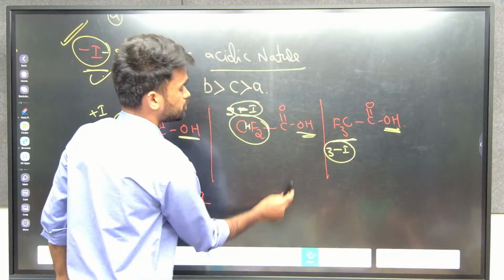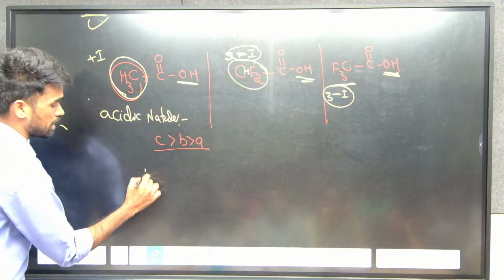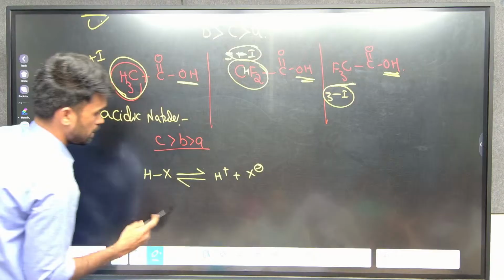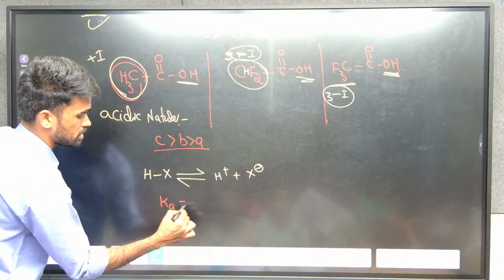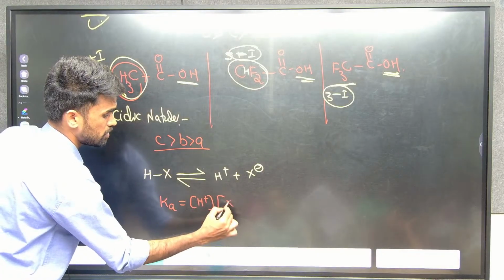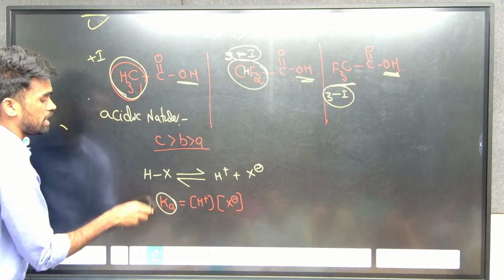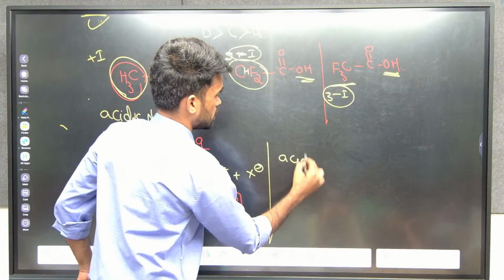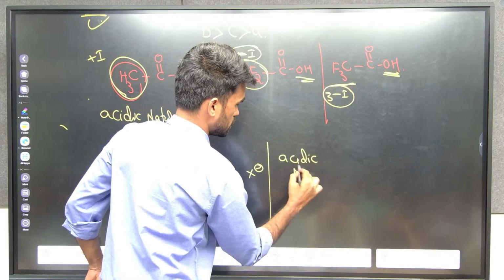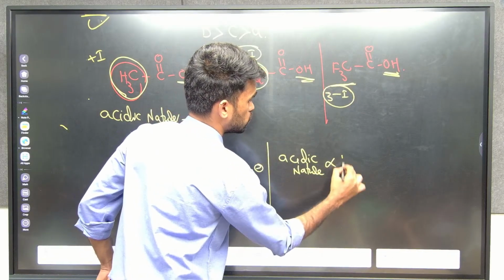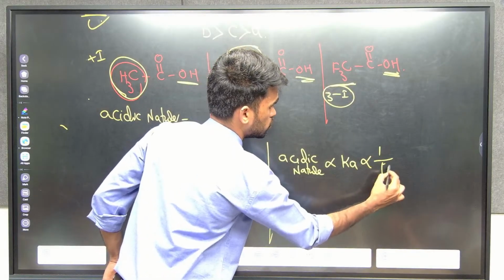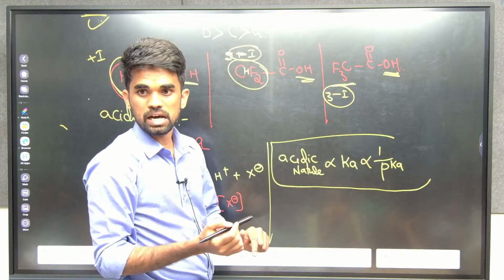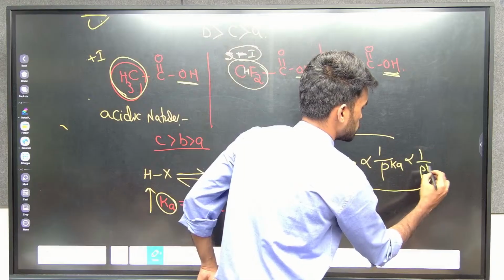Okay. So now if you remember, we have studied something like this. If HX is an acid, then the acid dissociation constant Ka is equal to the concentration of H plus times the concentration of X minus. So the higher the value of Ka, the greater is its acidic nature, we discussed. So what I am saying, acidity is directly proportional to its Ka and inversely proportional to pKa. Do you remember this? And more acidic means low pH, so inversely proportional to pH.